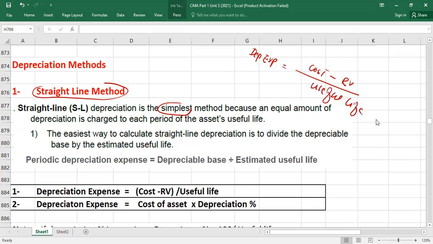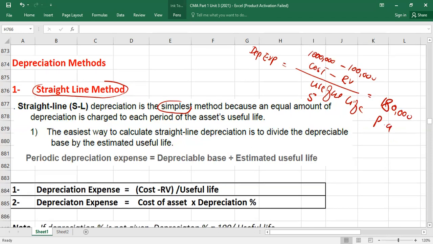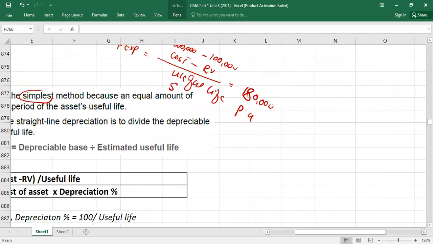Right? For example, using the same example, if my cost is 1 million, residual value is 100,000, and life is 5 years, this will give me annual depreciation of 180,000. Understood? I'm telling you the shortcut. This depreciation expense is per annum. Now tell me, what is the entry you will pass every year?